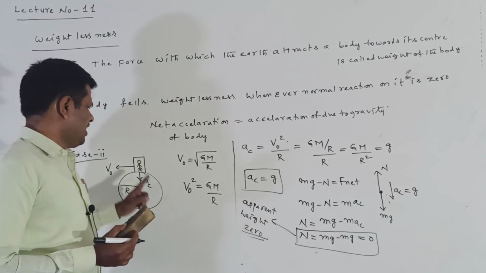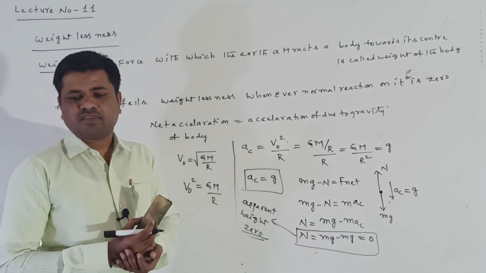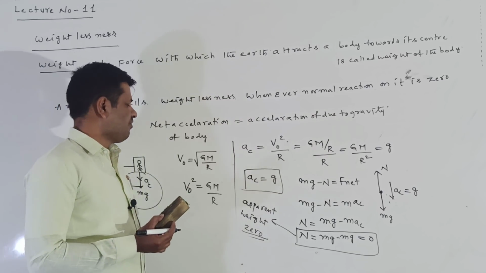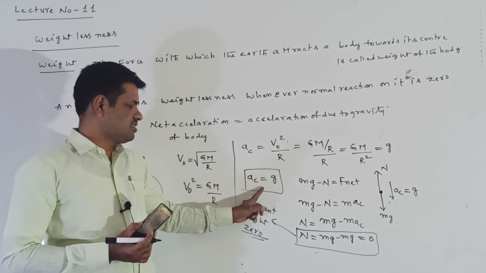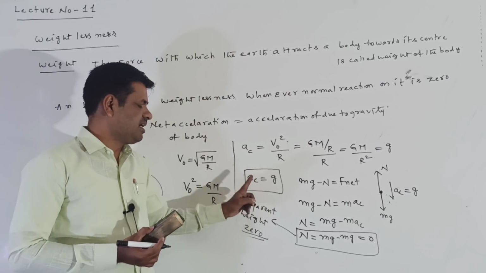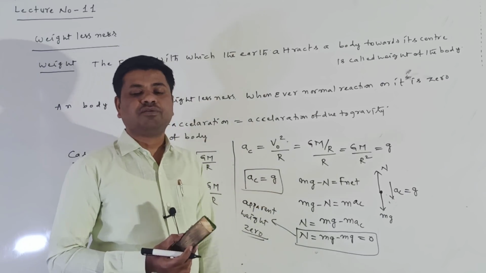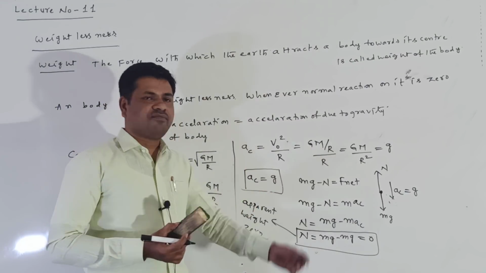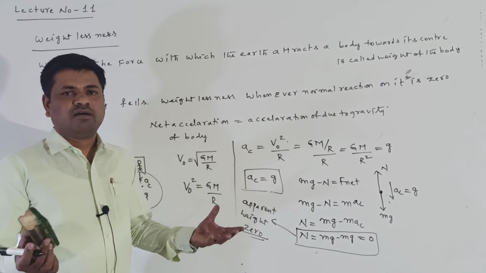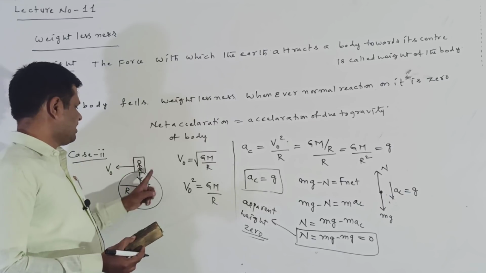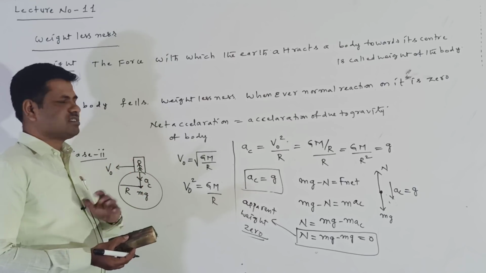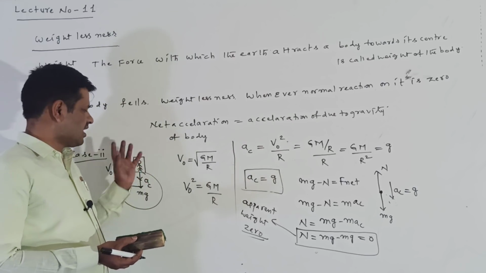We can place any object inside the satellite, and that object feels weightlessness, because it is under free fall. Why do we say it is under free fall? Because the centripetal acceleration is equal to the acceleration due to gravity. That's the reason it is under free fall, whatever body or person we place inside the satellite very close to the surface of the earth.